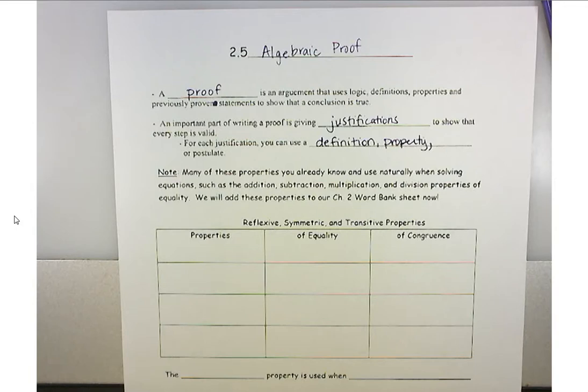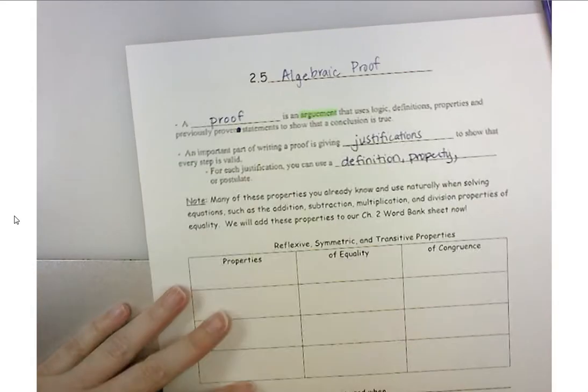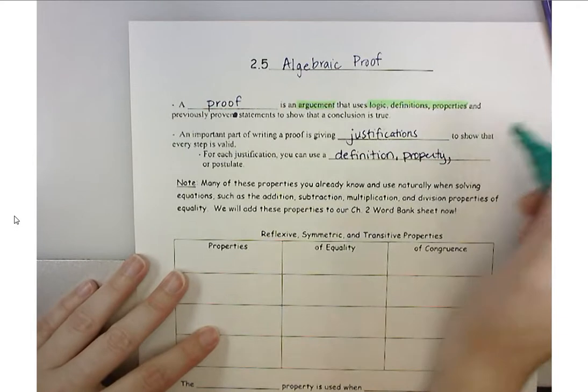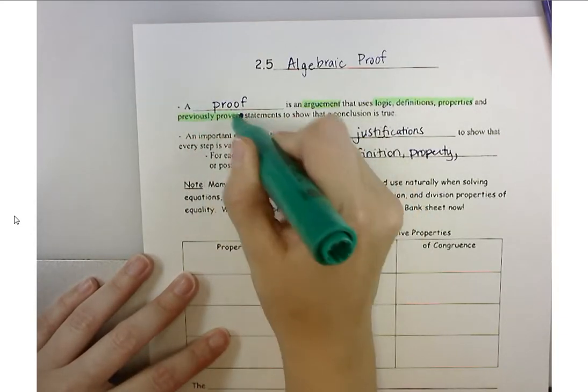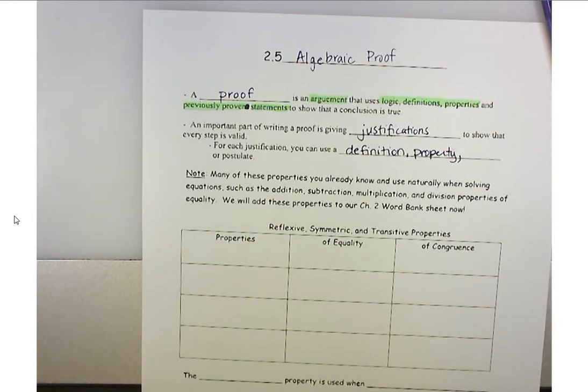So today we're going to start algebraic proofs, which proof is just going to mean that you are providing reasons to back up while you're solving something, or while you're showing that something is true. So a proof is an argument, and we're going to need our highlighters. It's an argument that uses logic, definitions, properties, and previously proven statements, to show that a conclusion is true.